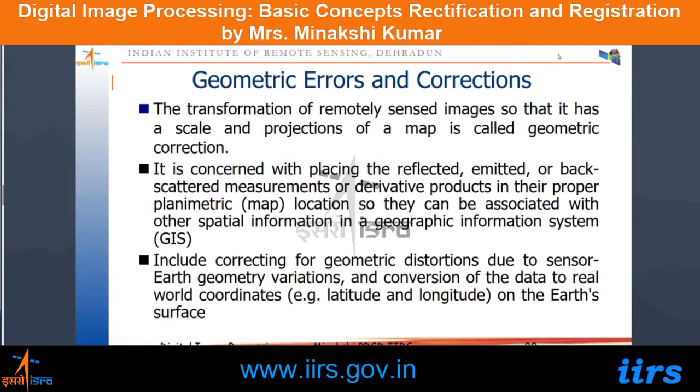So when we correct the geometric position of a pixel, we make it conform to a regular size, to a certain map projection, to a certain scale. So that is geometric correction, right? Now, your image may have geometric error, or may not have geometric error, but still the step called image rectification would be necessary to remove this error.